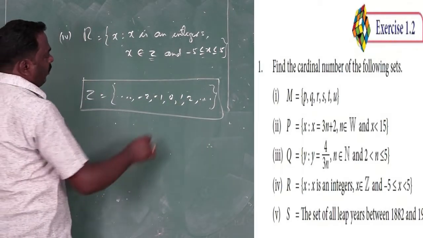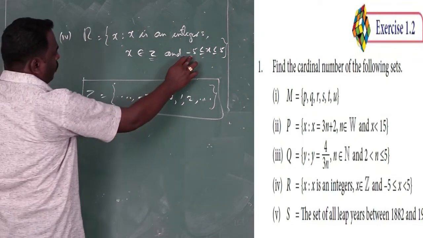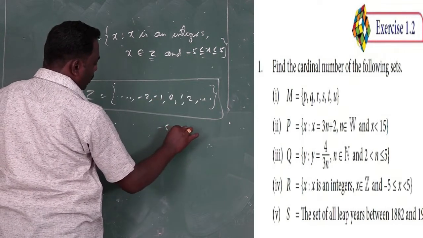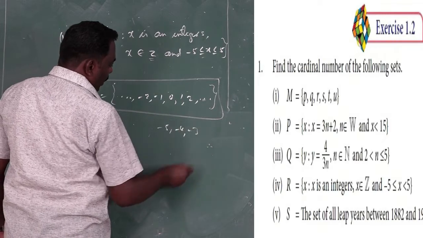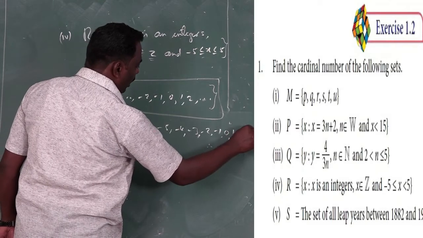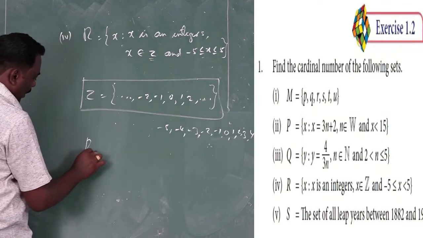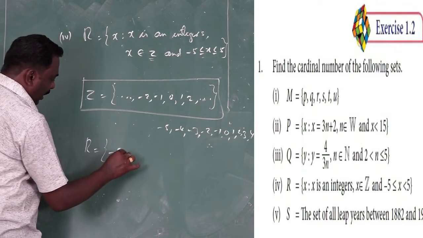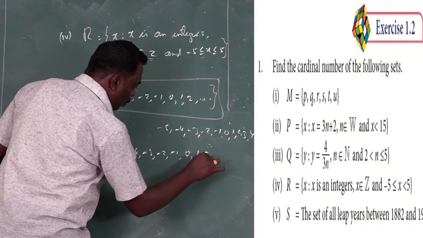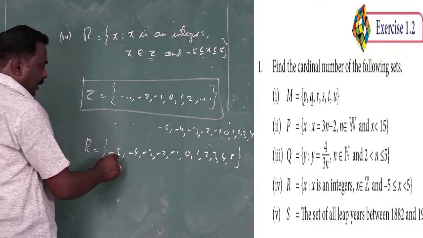In this integer set, we are collecting the elements from minus 5 to plus 5. Therefore we substitute the x values from minus 5 to plus 5: minus 5, minus 4, minus 3, minus 2, minus 1, 0, 1, 2, 3, 4 and 5. And these numbers are in the set. Therefore R is equal to minus 5, minus 4, minus 3, minus 2, minus 1, 0, 1, 2, 3, 4, 5. Therefore, the integers are from minus 5 to plus 5.